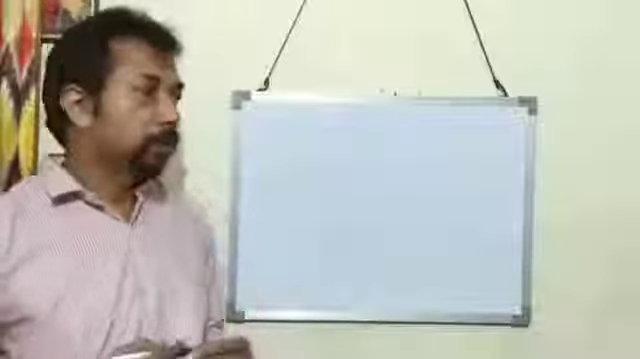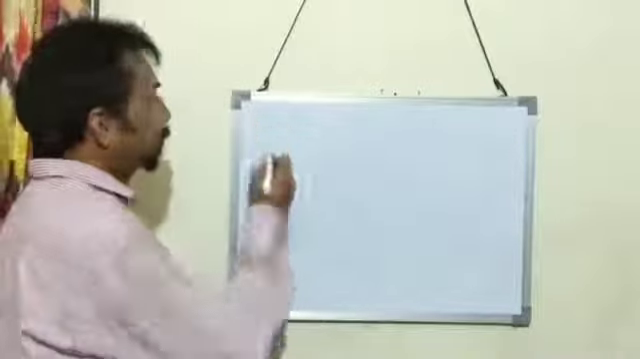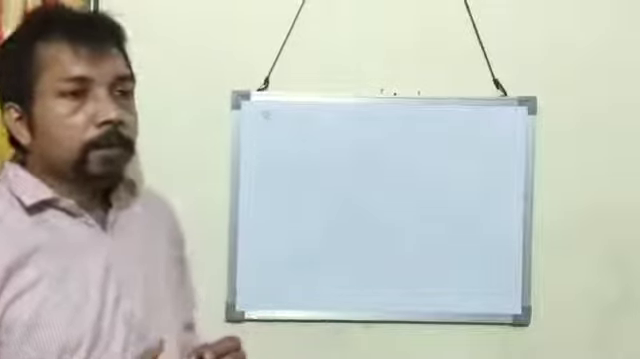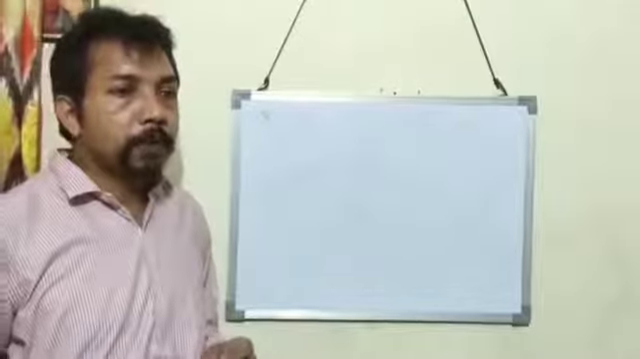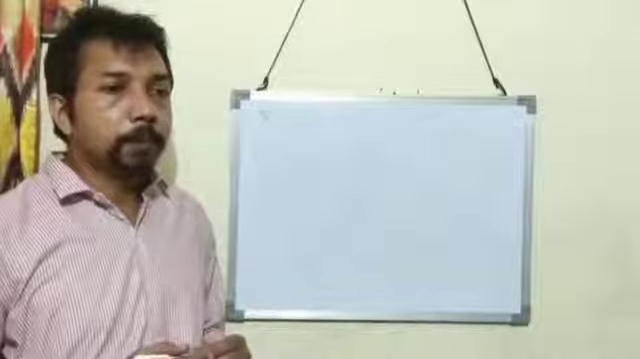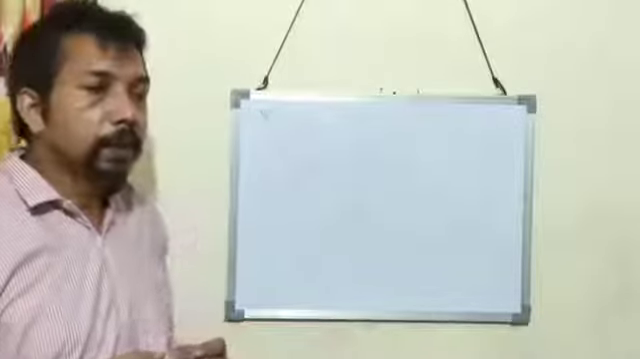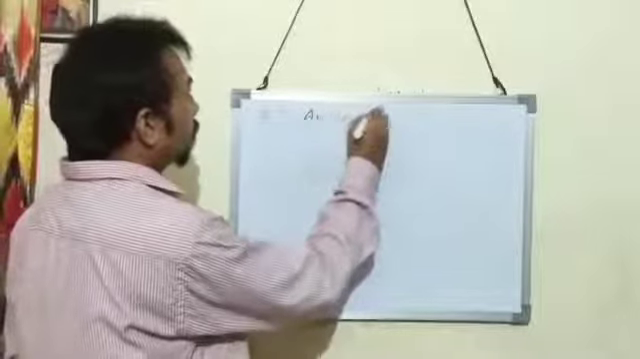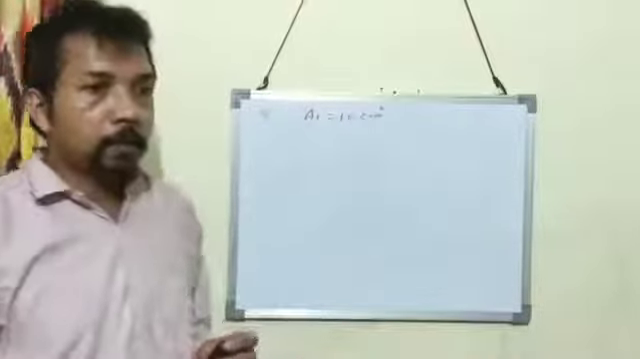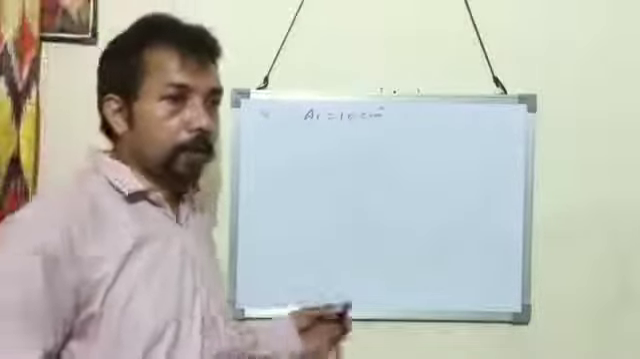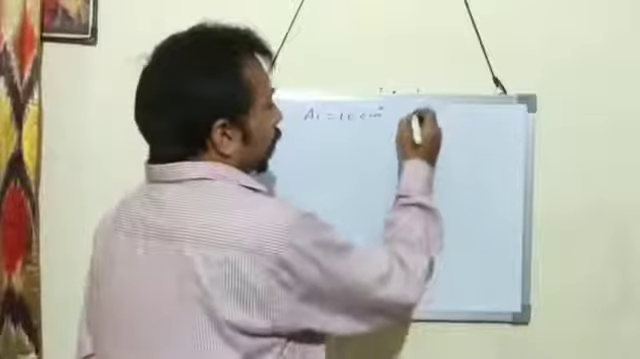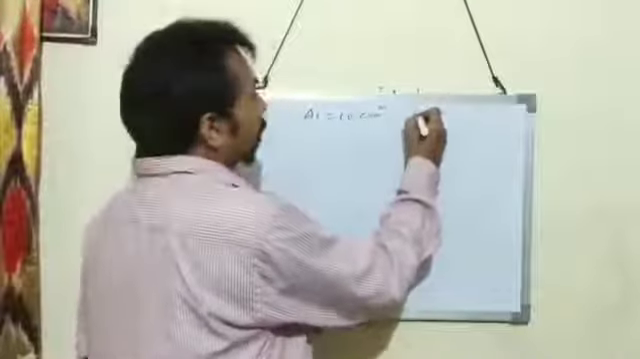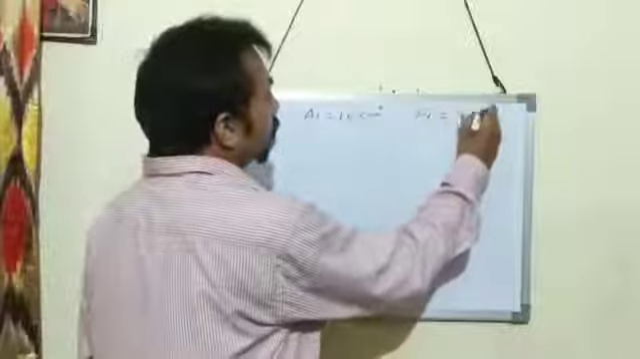Now, we are doing question number 8. In a hydraulic machine, a force of 2 Newton is applied on the piston of area cross section 10 centimeter square. Smaller area cross section is 10 centimeter square, and the force which is applied on the smaller cylinder is 2 Newton. F1 is equal to 2 Newton.